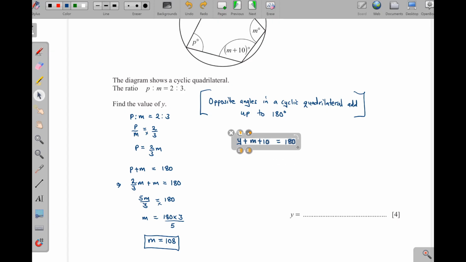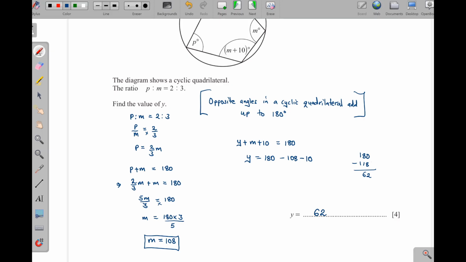When we come to this one here, y, in fact, I'm going to say y is equal to 180, then minus these 2 here, where m is 108 and then also the 10. 108 plus 10, that is 118. So that means we shall have 180 minus 118. Now I need 62 to add on 118 to get what? 180. So this will be a 62. So that means our answer is 62.